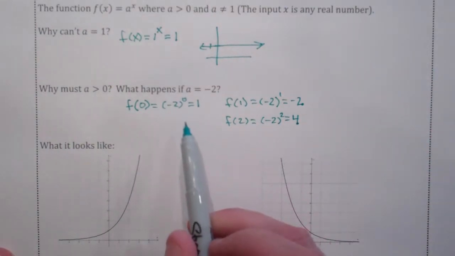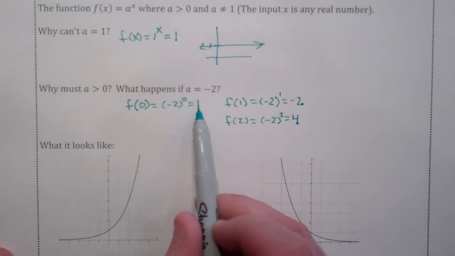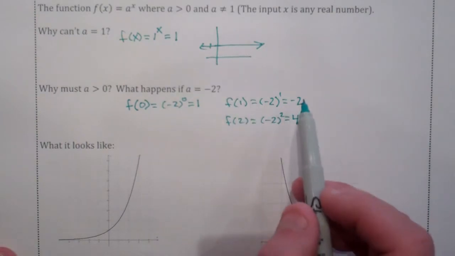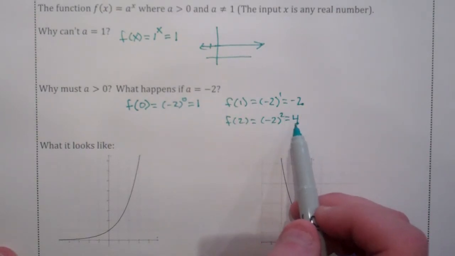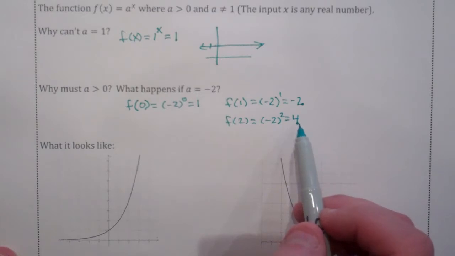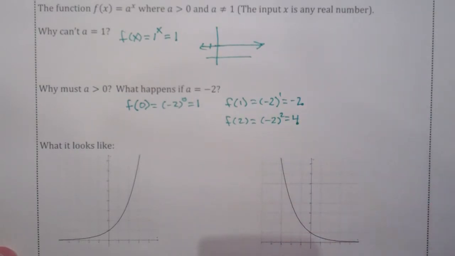So what winds up happening is the outputs, or the y values, just oscillate, and they get larger and larger, or more and more negative. So we would oscillate from 1 to -2, then to 4, then to -8, then to +16, and so the graph of this is not going to form something that's continuous. So we need to have a being greater than 0, and also a can't be 1, or we don't get a graph that looks like either one of the two below.